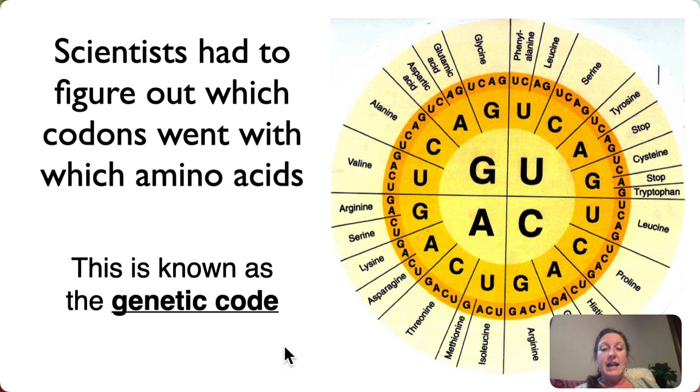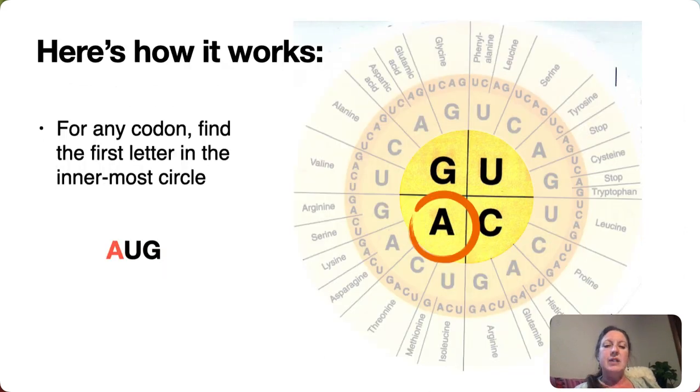So when they worked it out, they put it together in either a table or a wheel. I prefer the wheel. And this is what's known as the genetic code, or at least this is the version of it that we can read. The cells don't need this at all. So here's how it works.